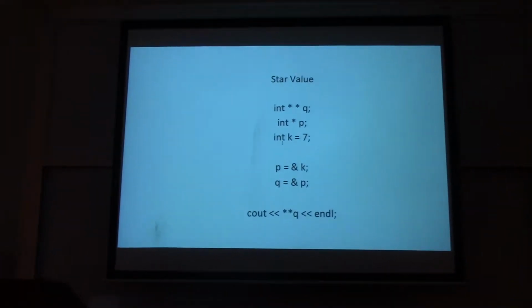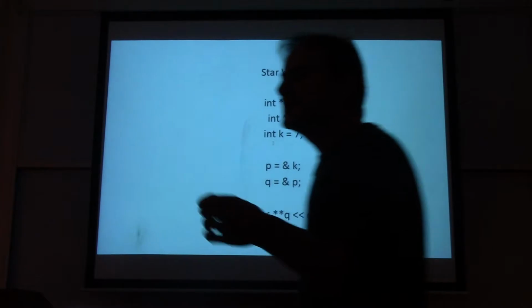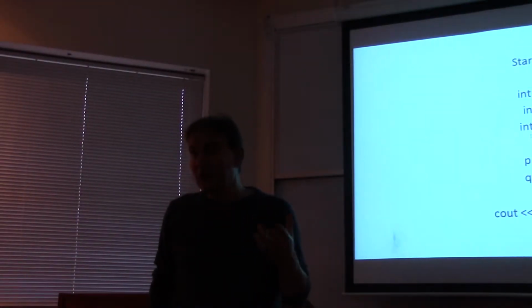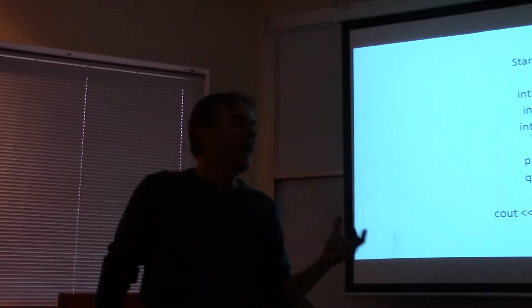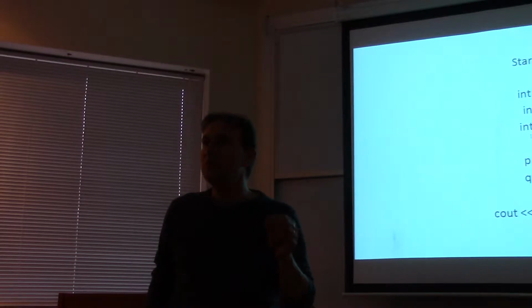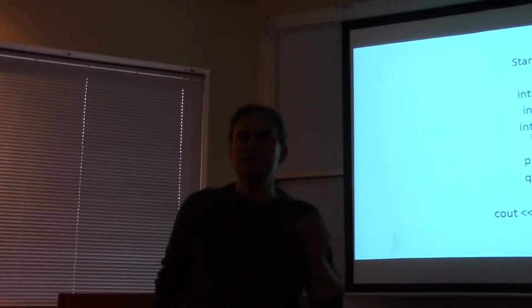All right, so now the next thing we're going to talk about is something called star value. How big a star am I? Am I a superstar? Am I just a little star? So star value is the number of stars or asterisks, whatever you want to call them. Stars are easier to pronounce than asterisks. Star value is the maximum number of stars you can put in front of an expression.